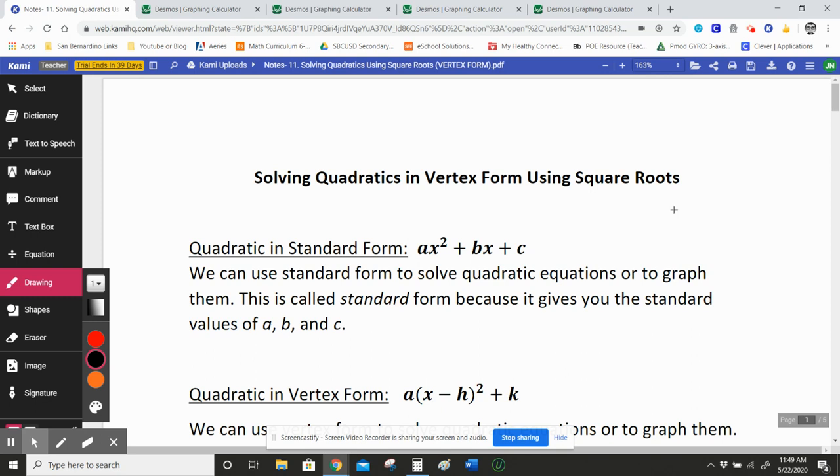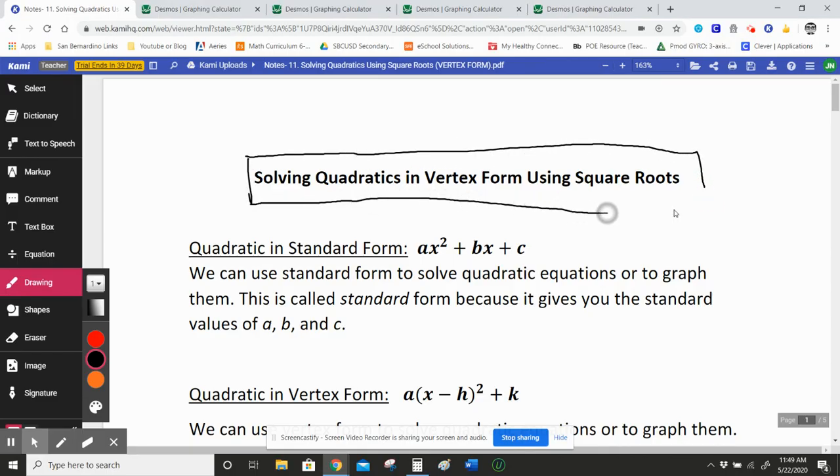Hey everybody, in this lesson we're going to be talking about solving quadratics in vertex form by using square roots. Now, we've already solved quadratics in the past by using square roots. The only thing that is brand new here that you have not seen before is that we're talking about solving quadratics in vertex form. So I'm going to talk to you a little bit about what that is, what that means, and what it looks like.